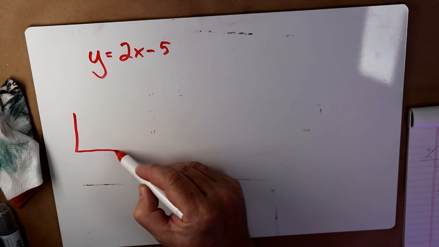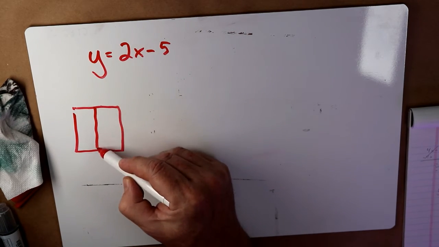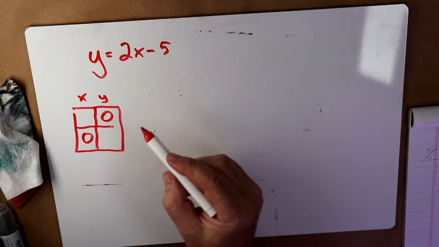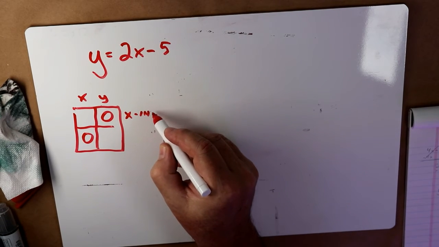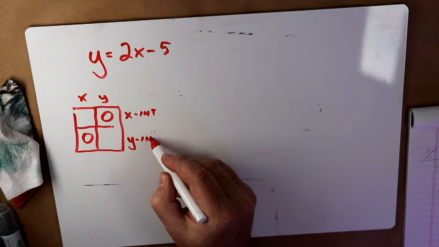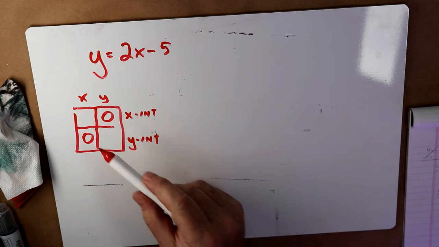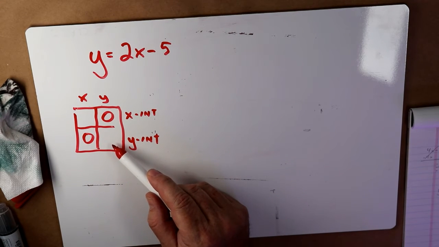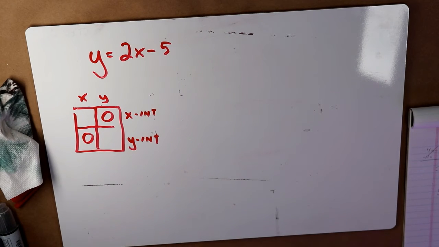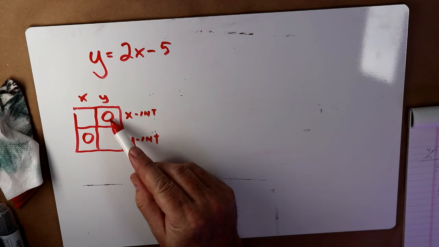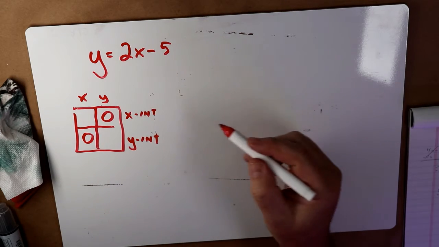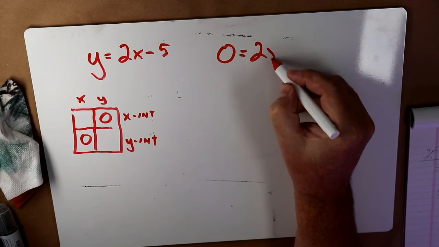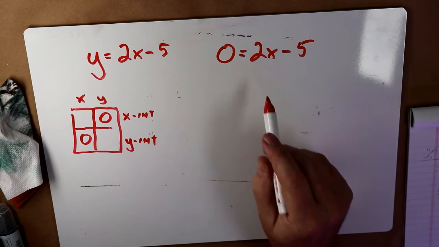In class, I started this convention where we set up a grid with our x and our y, and we're going to set this to 0 and 0. The first thing is we're going to find our x-intercept and then our y-intercept. Our x value is the mystery for the x-intercept, and our y value is the mystery for the y-intercept. So let's start here. We take that 0 and substitute it into the formula for y. So 0 equals 2x minus 5.